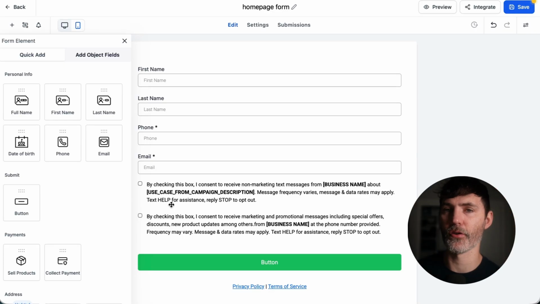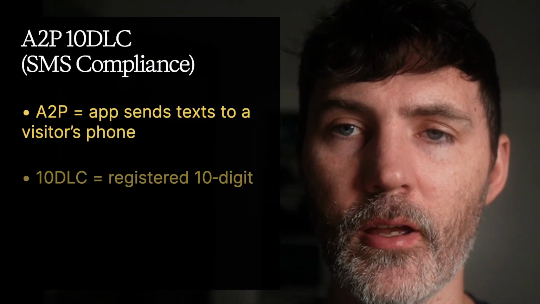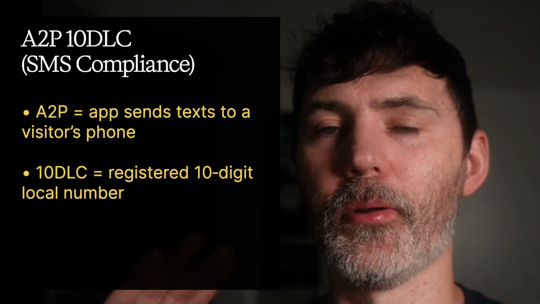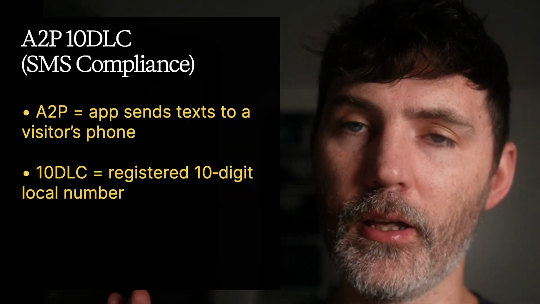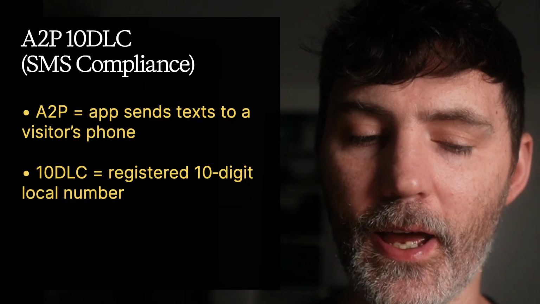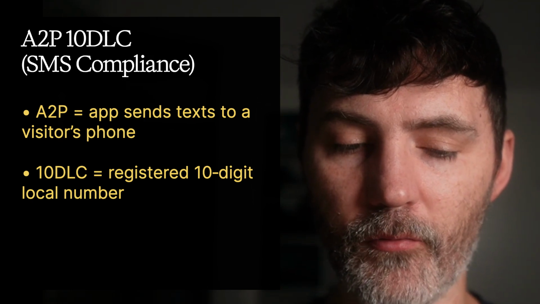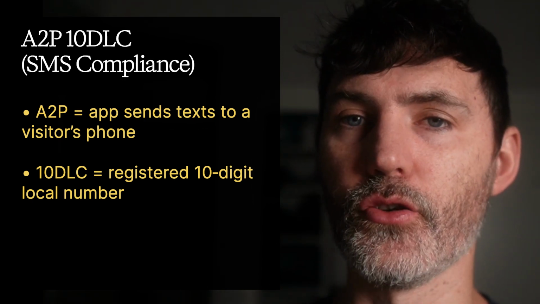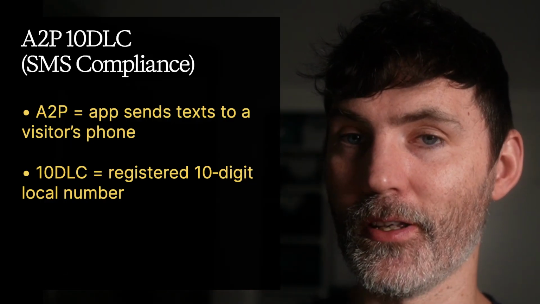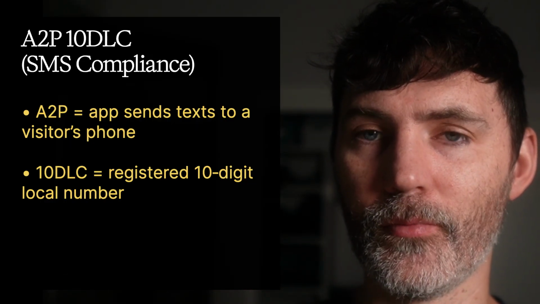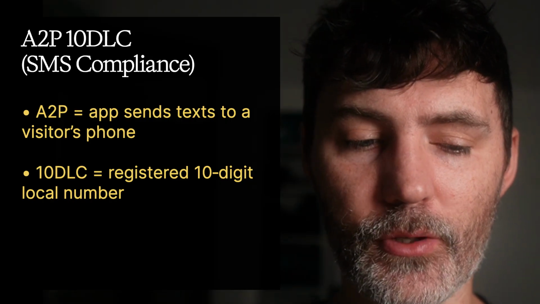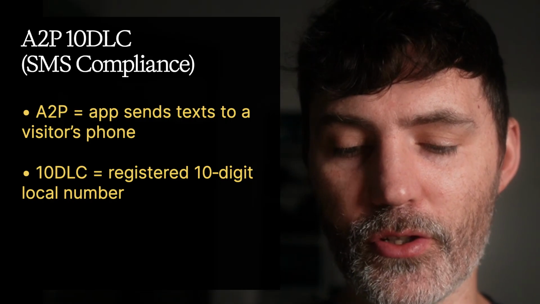And that is because there is this thing called A2P 10 DLC. Now, that might sound like this super technical thing, but it's super easy to understand. A2P is application to phone. That means that if you want a visitor on a website to be able to receive a text message automatically, the application sends that to the phone. This is GoHighLevel sending through a phone number. That is something that you need to register with the government in order to do.